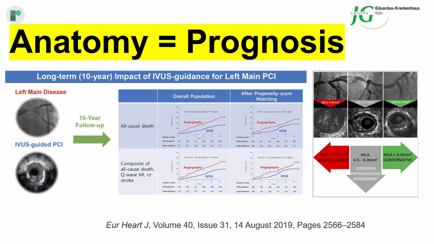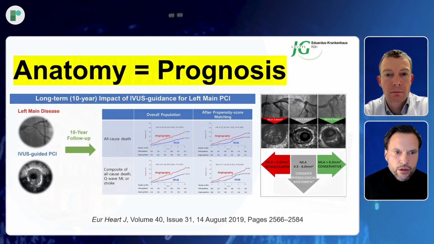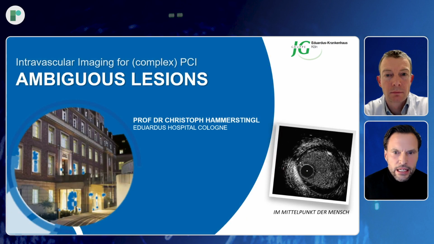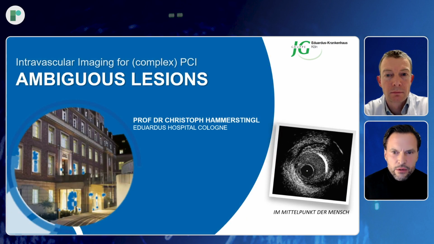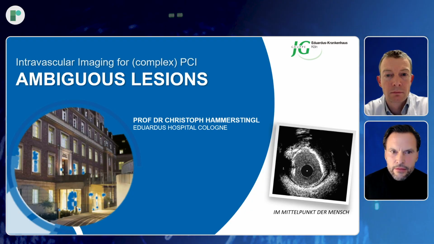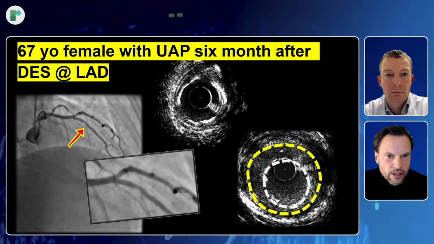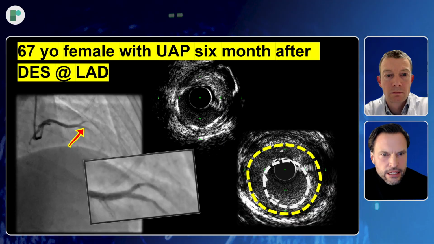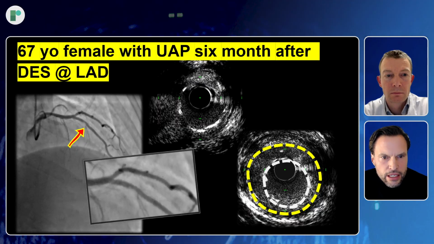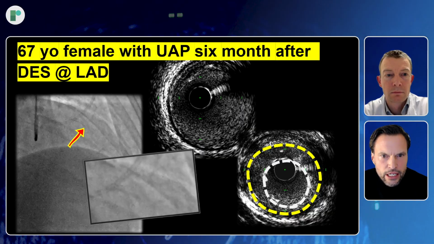And we have here with IVUS the information to decide if the patient benefits prognostically from PCI or not. And in the end, and this is what I was thinking about when reading the guidelines, we have ambiguous lesions which might not seem to be very complicated, but where the application of intravascular imaging is extremely helpful to really understand what's going on.